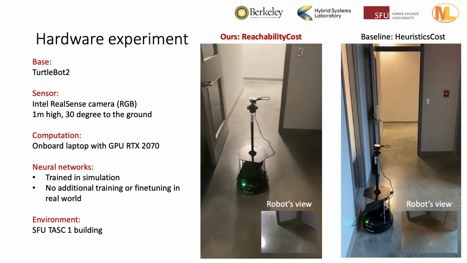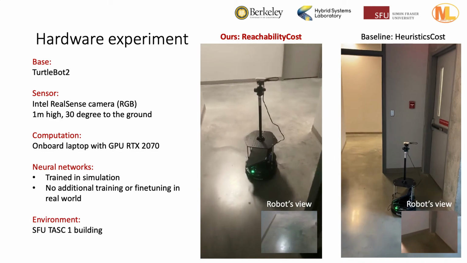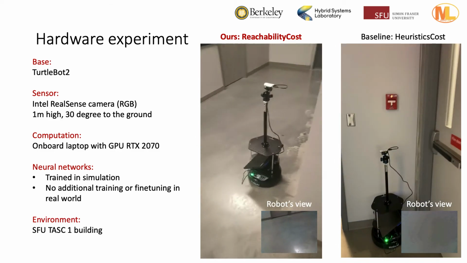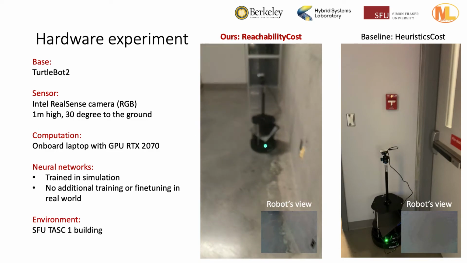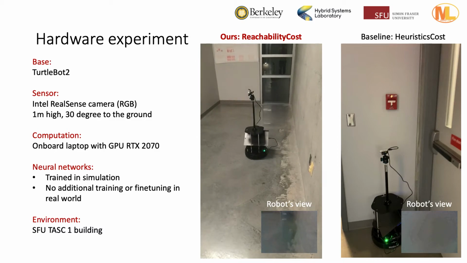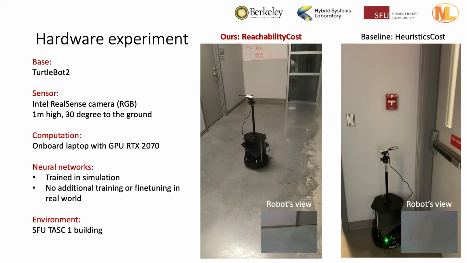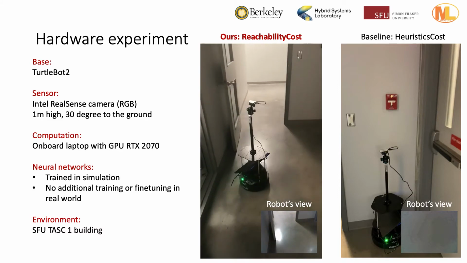In our hardware experiment, we are using a Turtlebot 2 equipped with an Intel RealSense camera, and we only use the RGB image as input. All the computation is done with an onboard laptop with a GPU. The experiment is conducted in the SFU building. The neural network is trained only in simulation, with no additional training or fine-tuning in the real world.